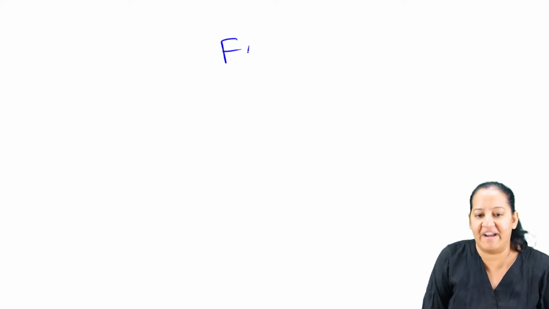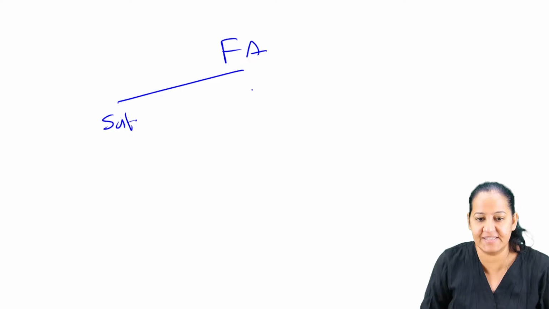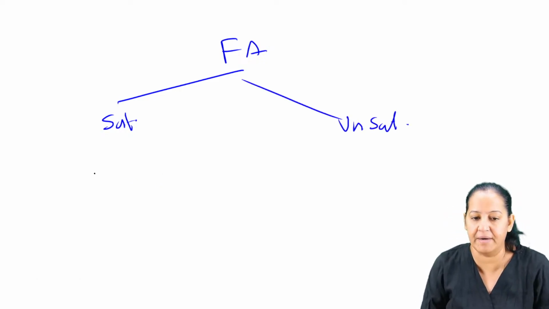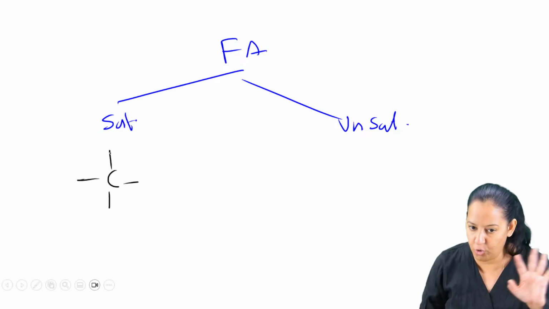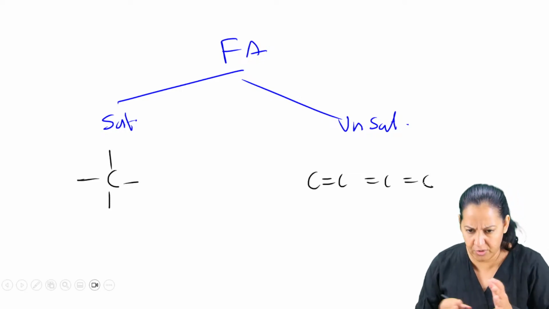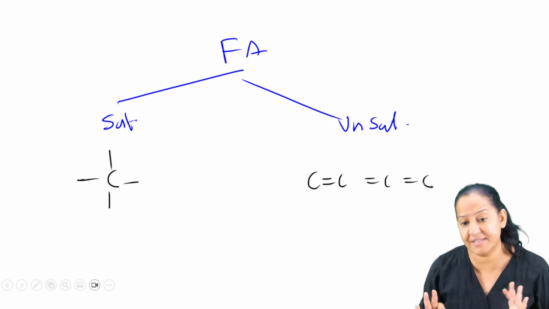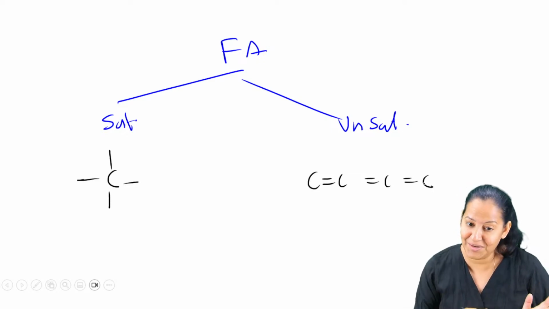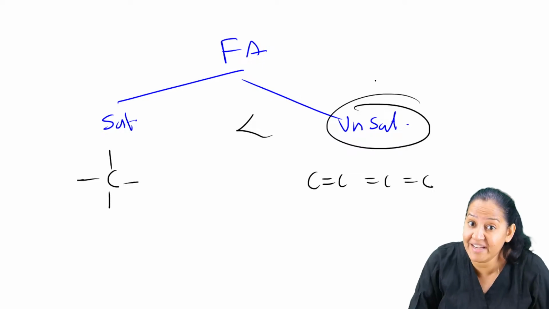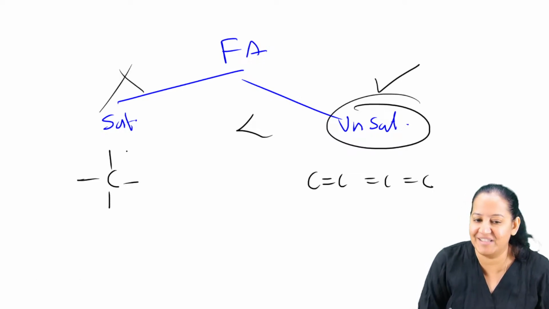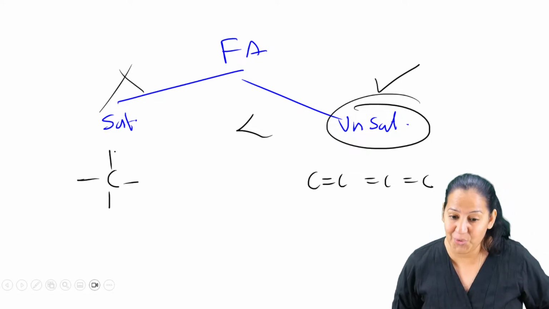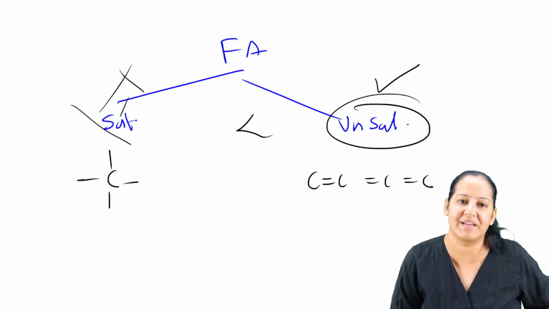So there are 2 types of fatty acids, saturated and unsaturated. In saturated fatty acid, the carbon is saturated, no double bond. In unsaturated fatty acid, there are multiple double bonds, maybe 1, 2, 3, not constantly, maybe irregularly. So which one is good? Unsaturated are good. For our health, we should eat unsaturated fatty acid. We should not eat the saturated ones. Saturated ones are not good for our heart, for our health. They cause coronary artery disease.